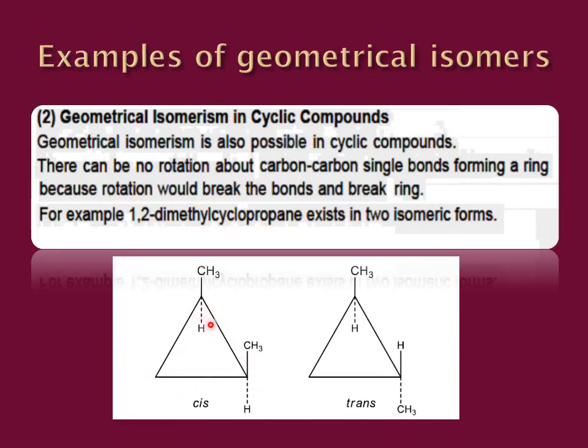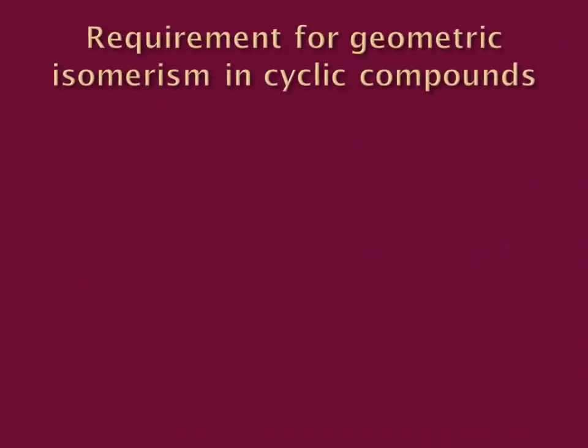Whereas in the trans isomer, you can see that two identical groups are on the opposite sides of this ring. Above the ring, you can see a methyl group and a hydrogen atom, and below the ring, you can see a hydrogen atom and this methyl group. That is why it is called a trans isomer. Now students, just like alkenes, the requirement for geometrical isomerism in cyclic compounds is that there must be at least two other groups besides hydrogen on the ring, and these must be on different ring carbon atoms.